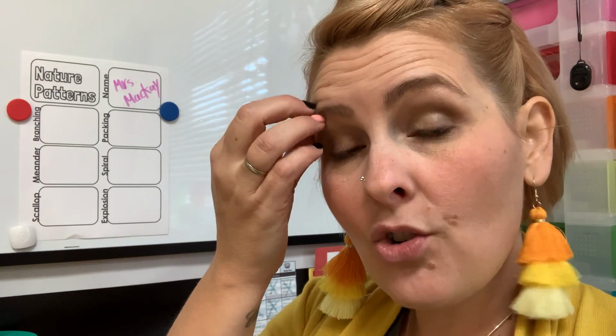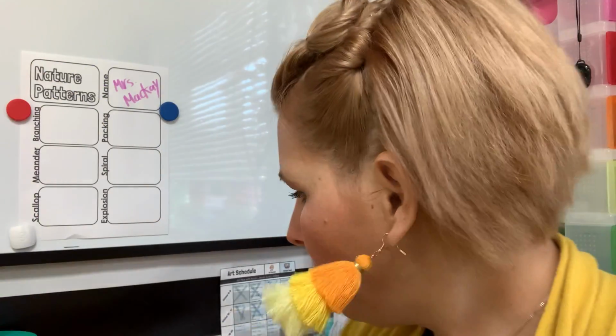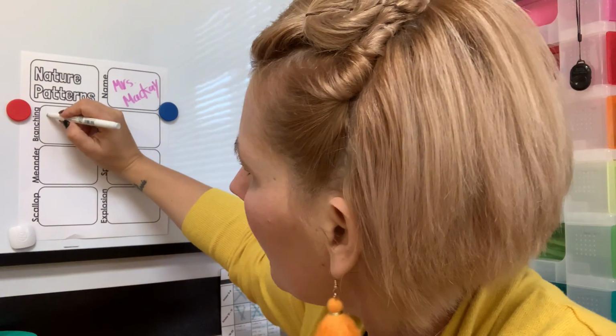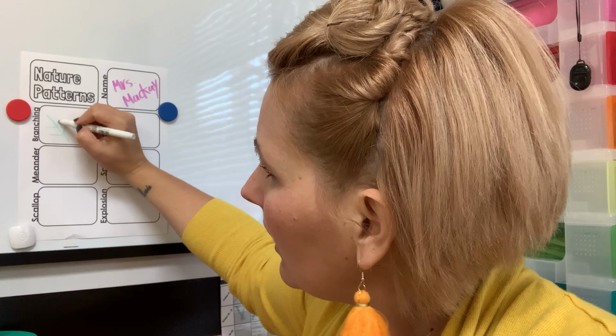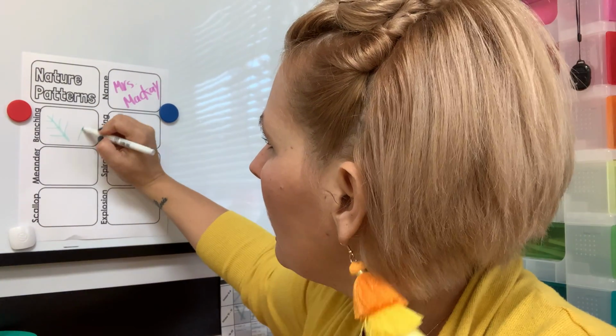Branching is just like a tree or a leaf. It goes from a seed and it grows way out. So we're going to draw a line and then like the letter V. And they get smaller as they get closer to the top.